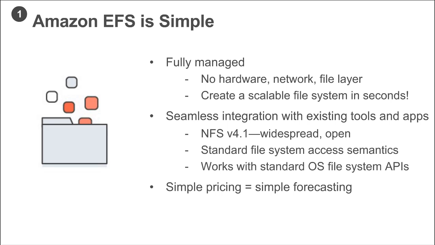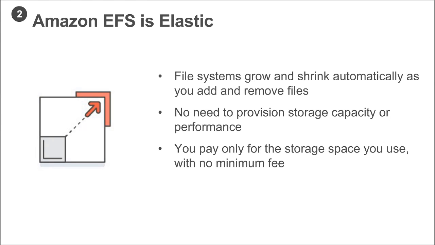It also provides very simple pricing. So you're charged a simple per gigabyte per month price. There's no other fees, no throughput charges, no operation charges. You just pay for the data that you're storing. Simple per gigabyte per month billing model. And EFS is elastic. File systems grow and shrink automatically as you add and remove the files. As I mentioned, there's no need to provision storage capacity or performance, and you're paying only for what you use.